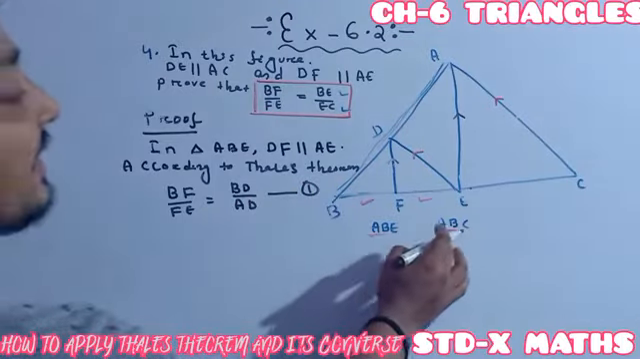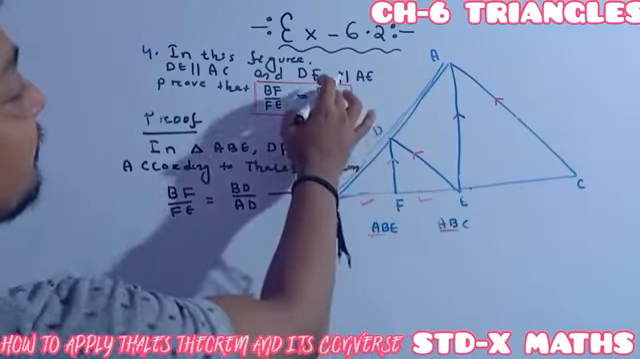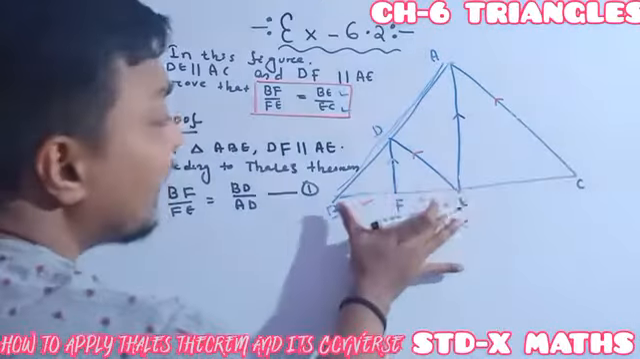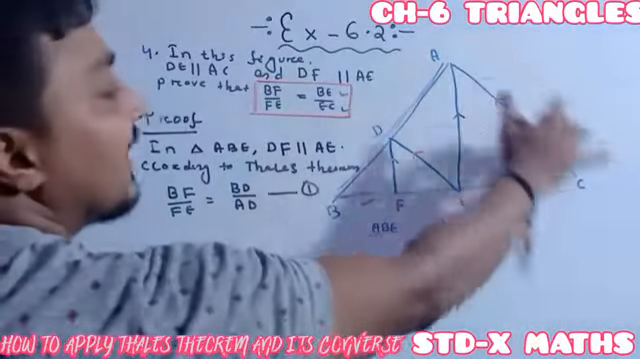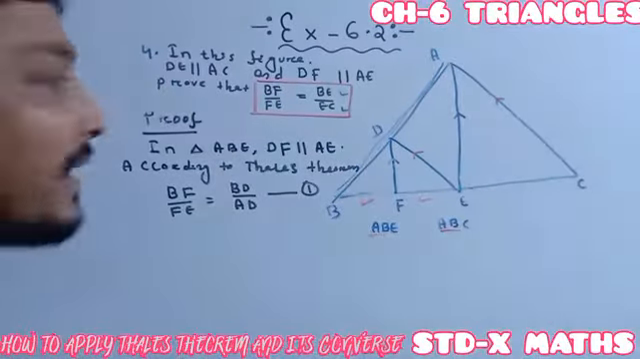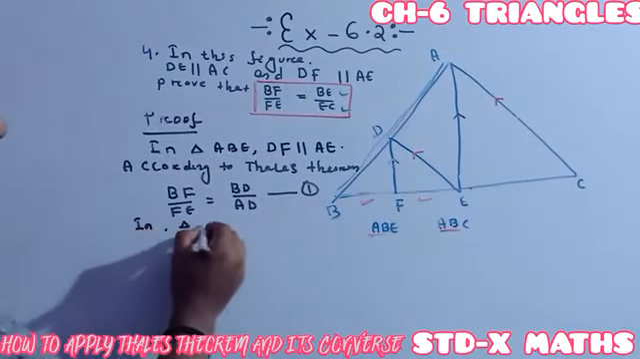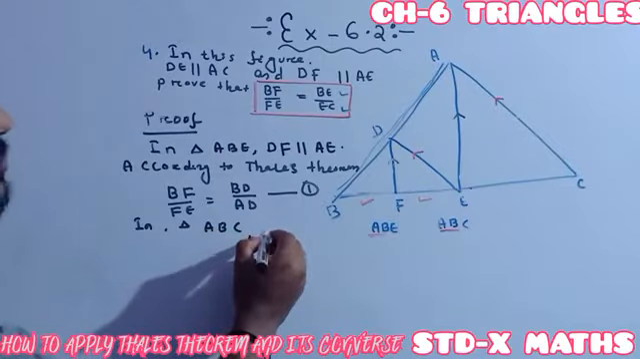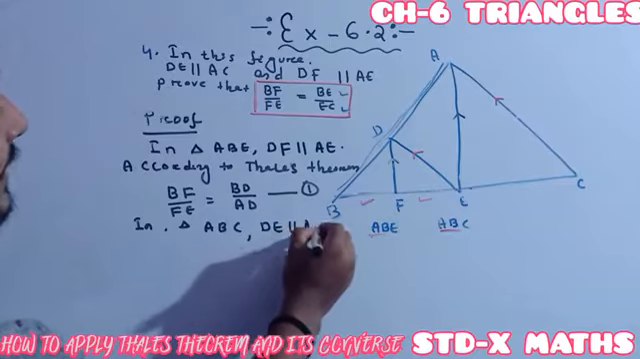Okay, and the next one is asked in the triangle ABC. Also in the triangle ABC, BE divided by EC means the larger one divided by the other, which is also the little one for the larger triangle. For the larger triangle ABC, this one is the little one, and this one is also the little one. Okay, in triangle ABC, which one is parallel? DE is parallel to AC.